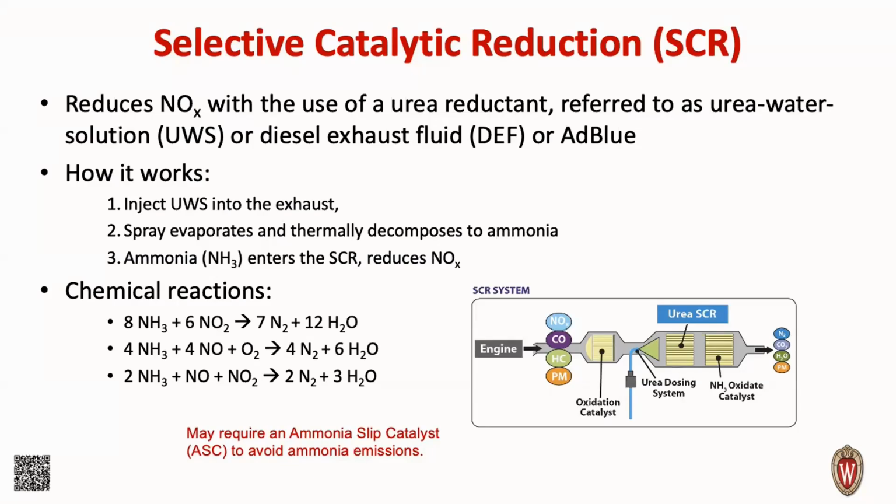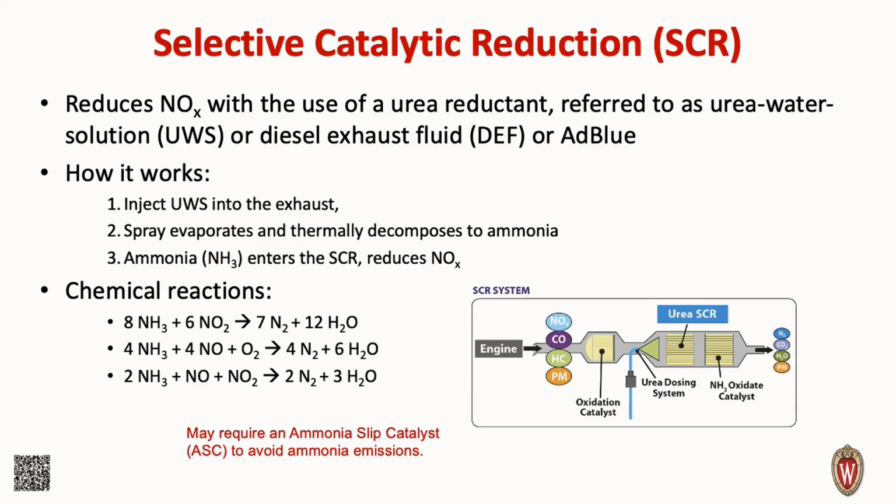There are 3 chemical reactions associated with selective catalytic reduction. I'm going to talk about these again in a minute, but there's the fast, standard, and slow reactions. Sometimes the reaction is happening with just NO2, sometimes with NO and NO2, sometimes just NO, and these are the 3 SCR reactions.